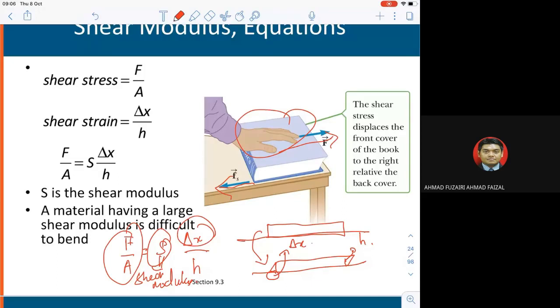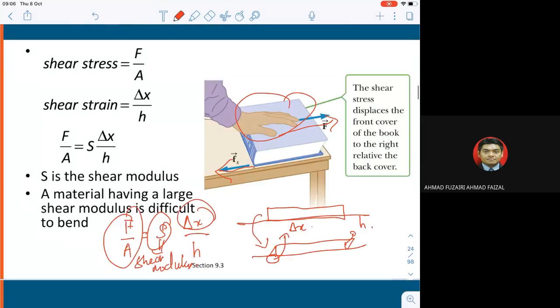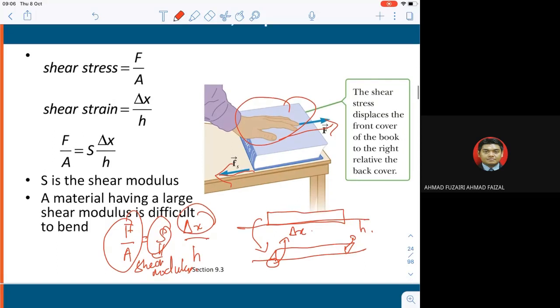Okay, shear stress displaced the front cover of the book to the right relative to the back cover. Okay, so back again. So delta X is the change. This is the original book, and the one that we displace is called delta X. Okay, and the height of the book is considered as H. So that is what we mean by the stress and strain. Okay, this part we have a shear stress, and this part is considered as shear strain.